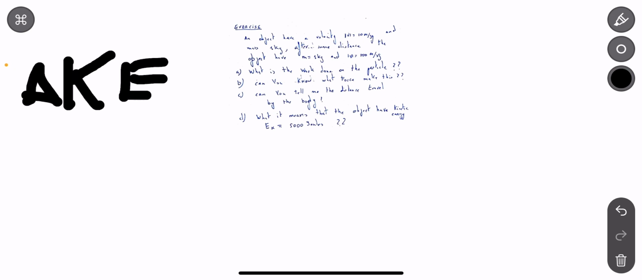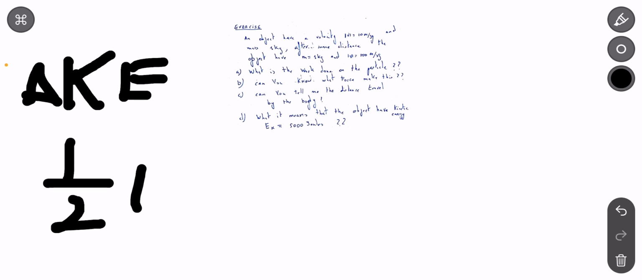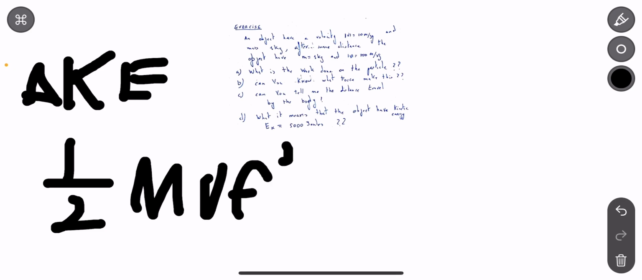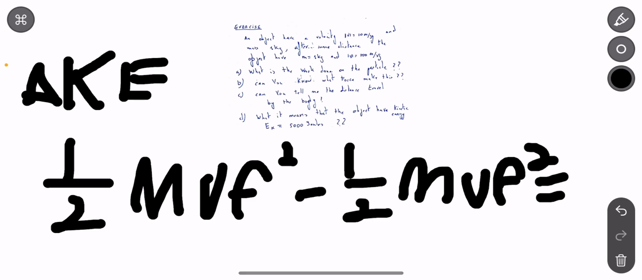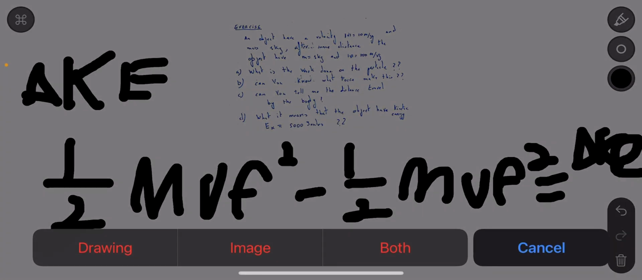Okay? And we know that the equation we're going to be using today is 1/2 mass times V_F squared minus, right? We're looking for the difference of the 1/2 mV squared. And that should give us our difference in KE.